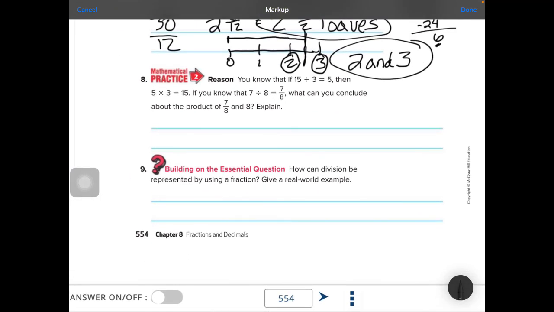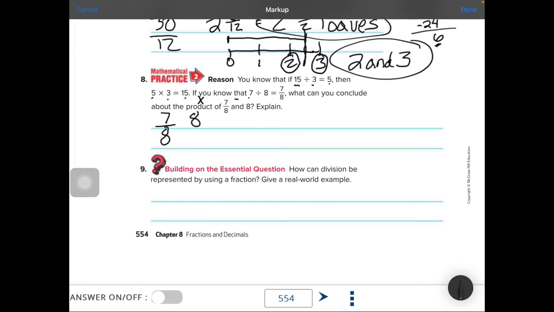Number 8. You know that 15 divided by 3 is 5. Then, think of a fact family. 5 times 3 is 15. If you know that 7 divided by 8 is 7/8, what can you conclude is the product of 7/8 and 8? Okay, product means multiplication. So they're trying to introduce a little bit of multiplication of fractions to you.